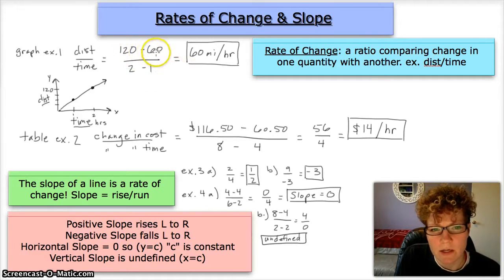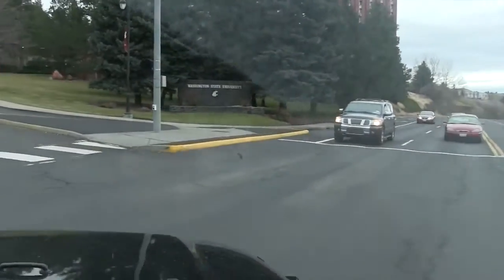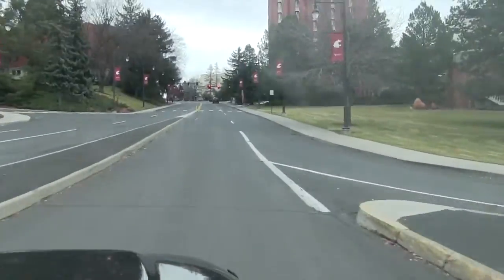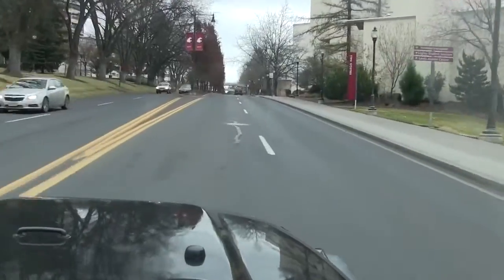So 120 minus 60 is 60, 2 minus 1 is 1, so 60 miles per hour is the rate of change. So every hour you're getting 60 more miles. If it was 3 hours, then we could predict it would be 120 plus 60, which would be 180. All right, this shows rate because it's distance over time.